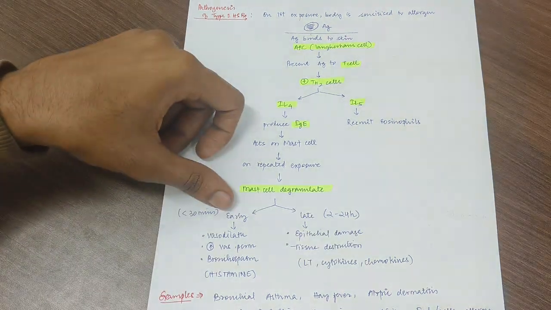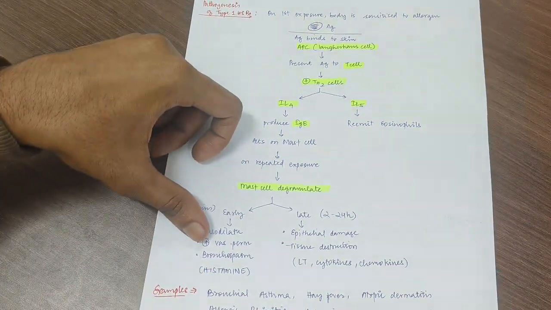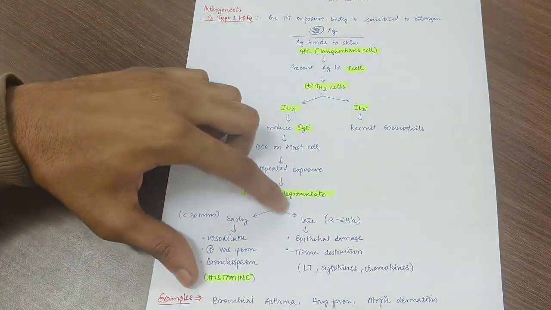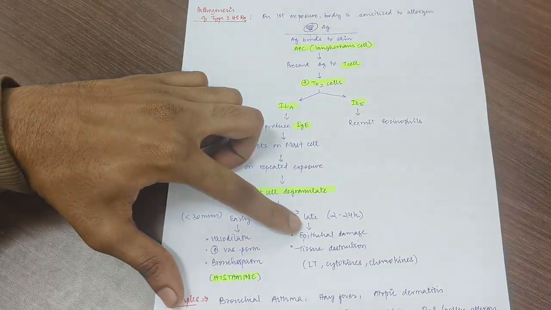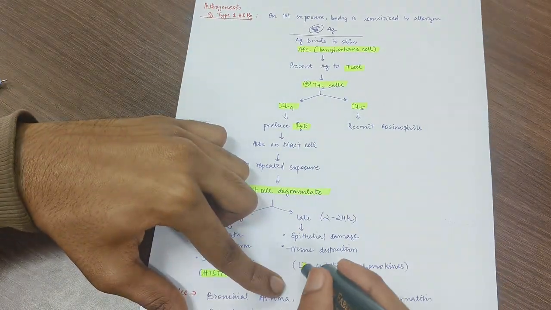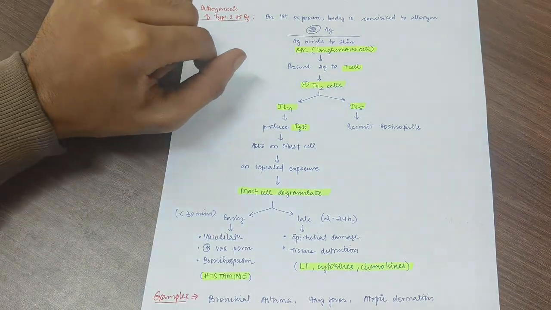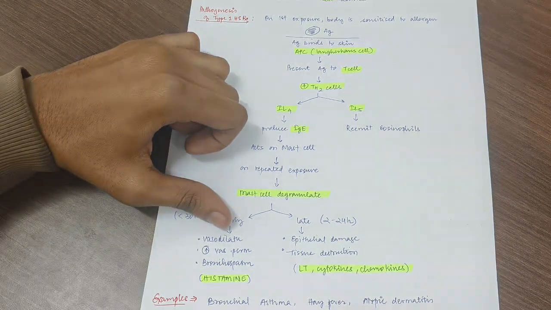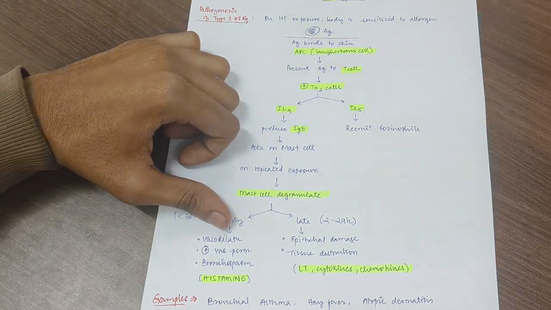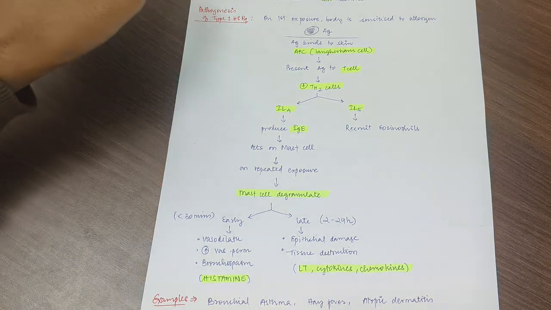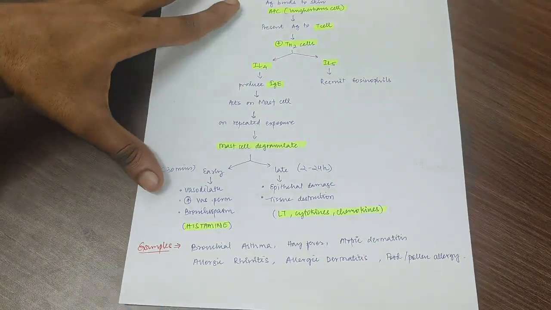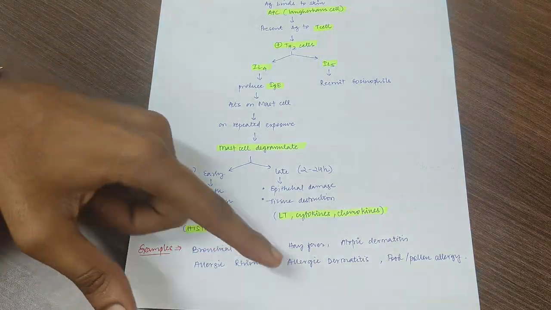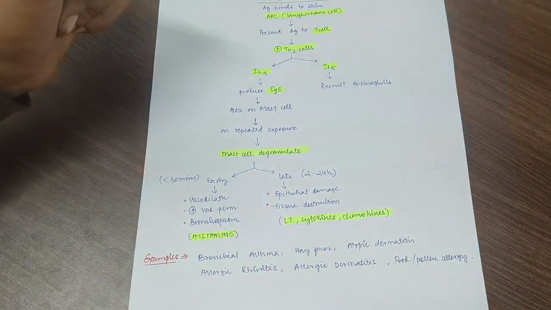Next, the early features of mast cell degranulation are vasodilatation, increased vascular permeability, and bronchospasm, brought about by histamine. Next is the late phase, after 2 hours, that is epithelial damage and tissue destruction brought about by leukotrienes, cytokines, and chemokines. So what are the examples? All the allergic conditions: bronchial asthma, hay fever, atopic dermatitis, allergic rhinitis, allergic dermatitis, and lastly food or pollen allergy.